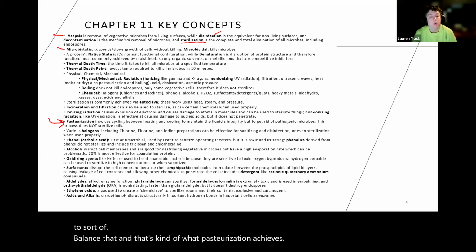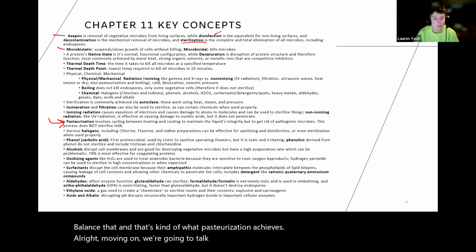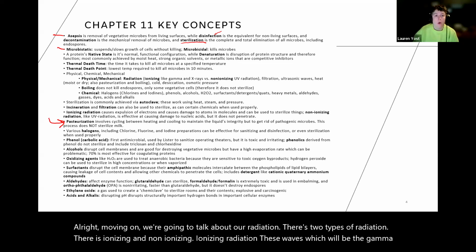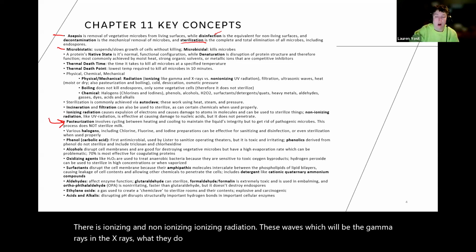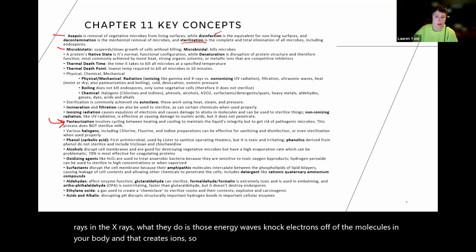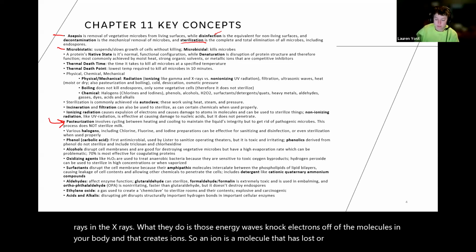All right, moving on, we're going to talk about radiation. There are two types of radiation: ionizing and non-ionizing. Ionizing radiation, these waves, which will be the gamma rays and the X-rays, what they do is those energy waves knock electrons off of the molecules in your body, and that creates ions. So an ion is a molecule that has lost or gained an electron.